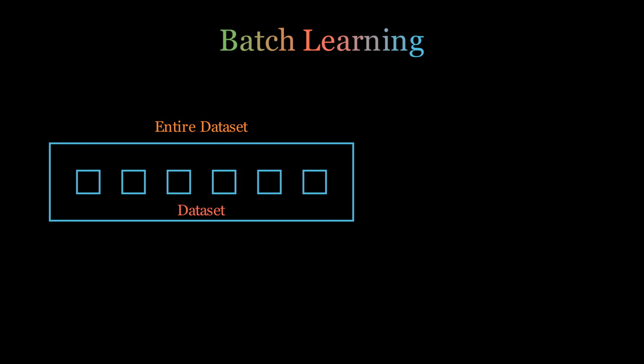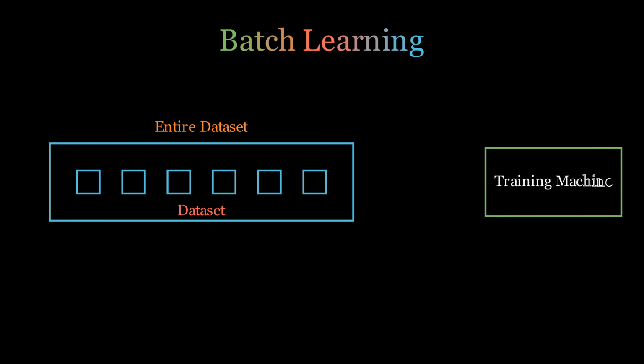Here, we have a dataset represented as individual data points. In batch learning, we process the entire dataset at once. The dataset is grouped into a single large dataset for training the machine. The grouped dataset is now sent to the training machine, where it is processed in one go.